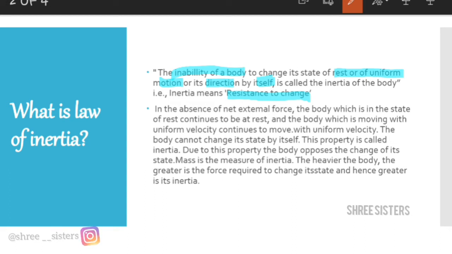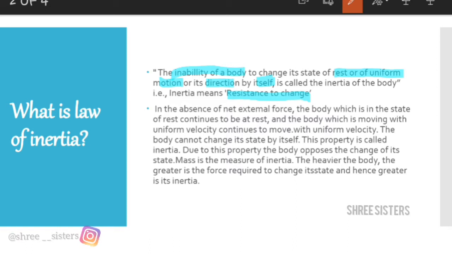For example, there's a book lying on the table. If you move it with your hands, you're applying some external force, then only the book will move. If you say book come here, it won't come by itself, right? So the inability of it to come when I call it, that's only called the inertia. If you move it only, it will come.